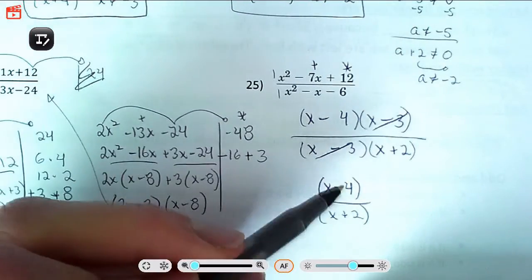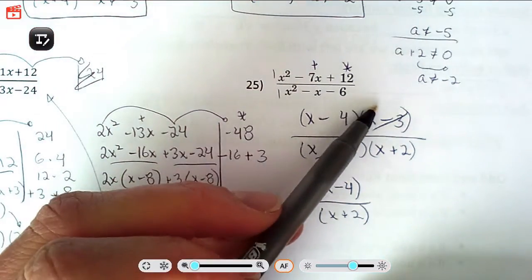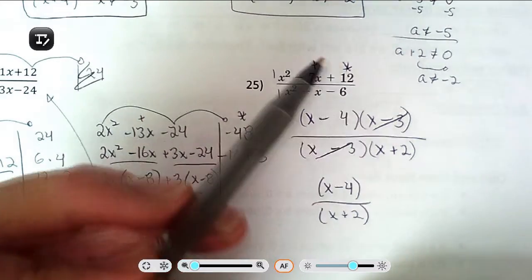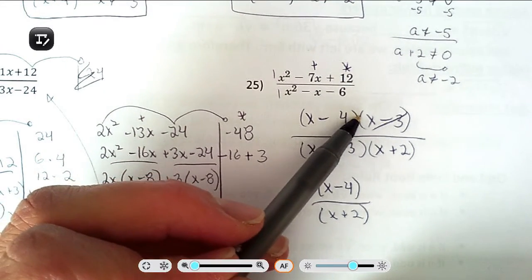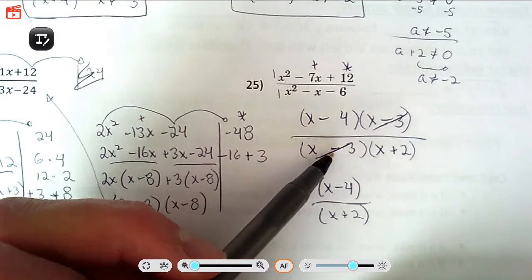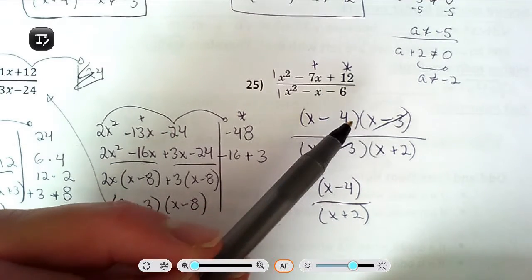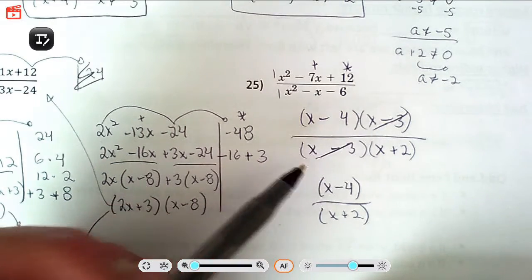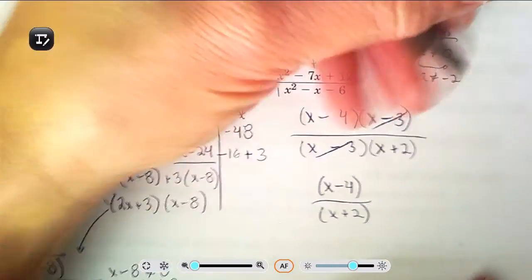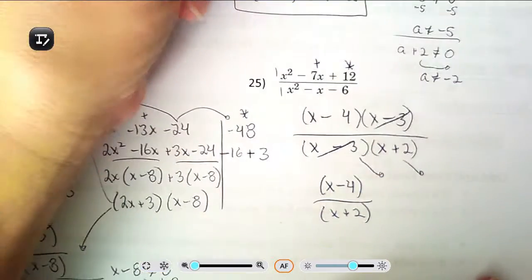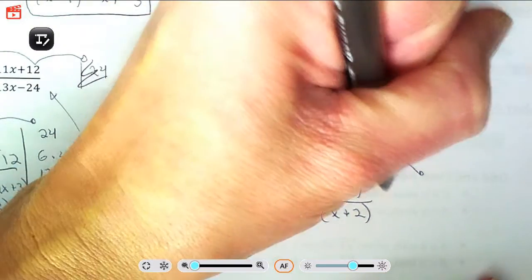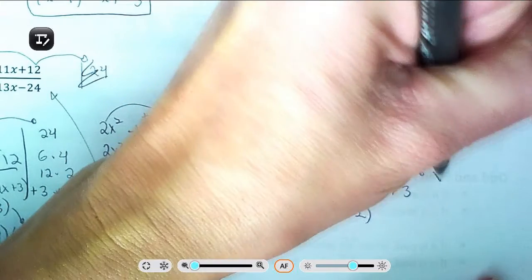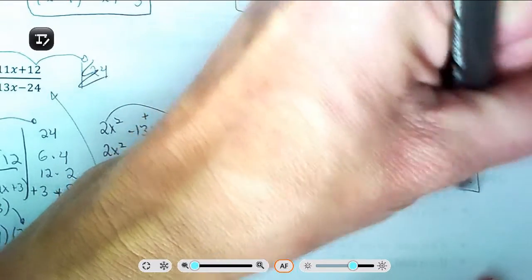You cannot do any more cancellations. You can only cancel an identical binomial with an identical binomial. It has to do with the fact that this is multiplication here, and that division and multiplication are opposite operations, and so then they can cancel. Okay, also take the denominators and set them not equal to 0 and solve. x cannot equal 3, x cannot equal negative 2.